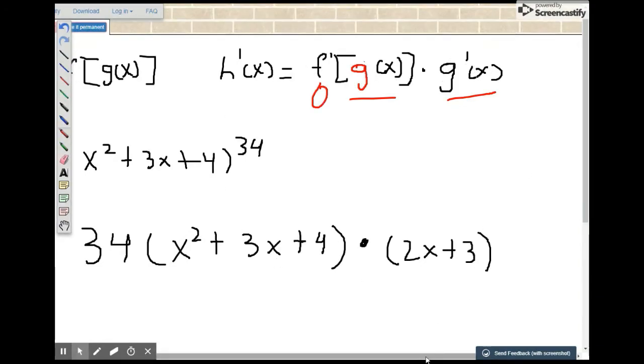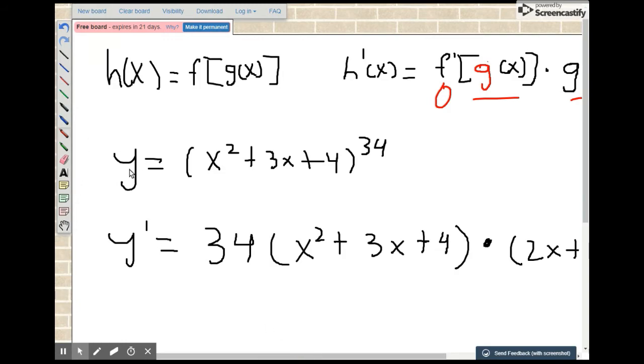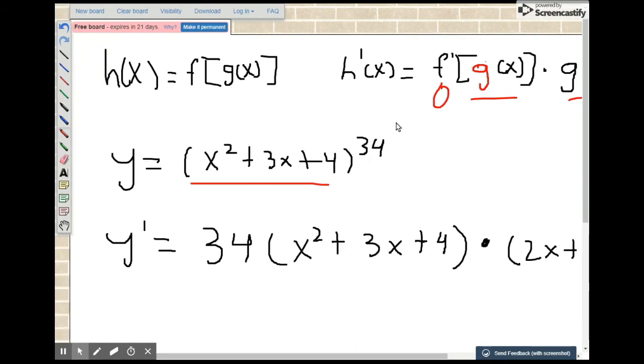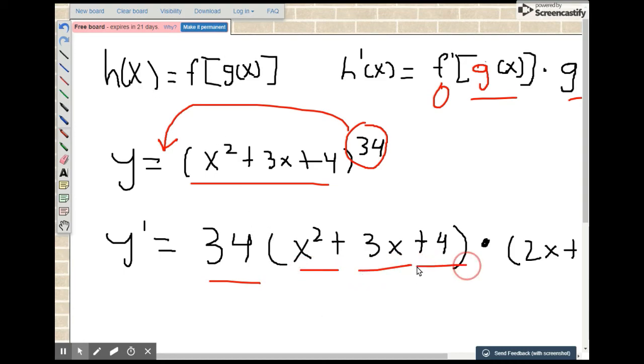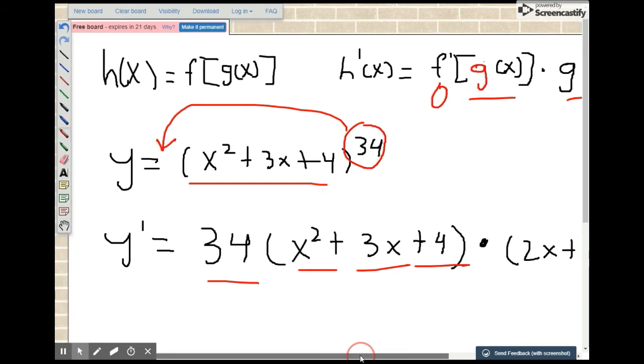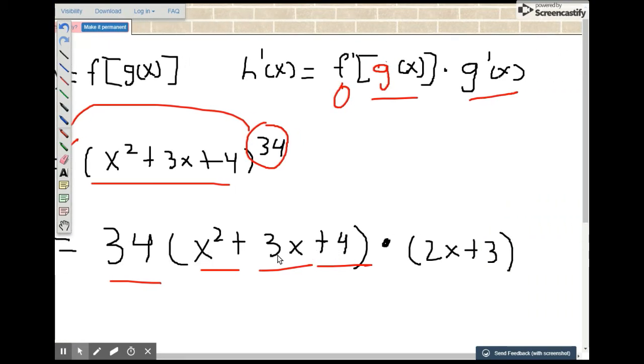Let's get to the first example. We have y equals the quantity x squared plus 3x plus 4 to the 34th power, and it would be too hard to multiply this 34 times. So we're going to bring this 34 to the front and multiply it here, so we got 34 here, and then we have the inside function, which is x squared plus 3x plus 4. Then we take the derivative of the inside function right here, which is 2x plus 3. We'll scroll down a little bit.